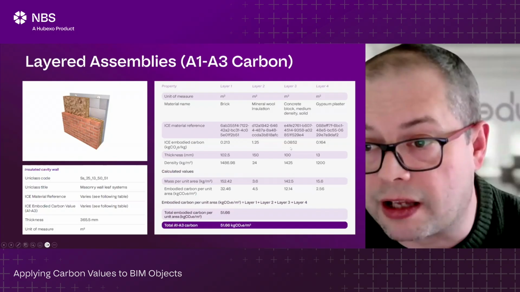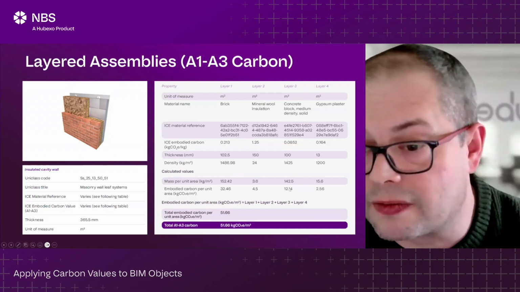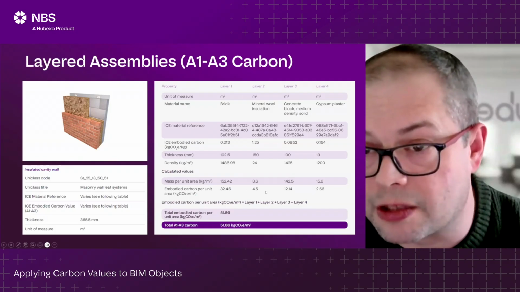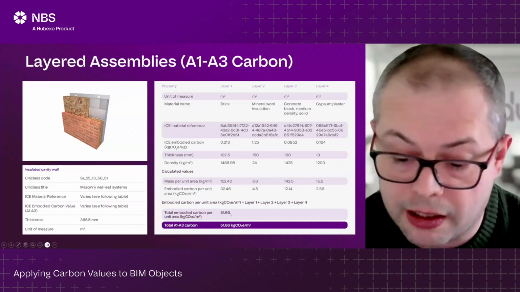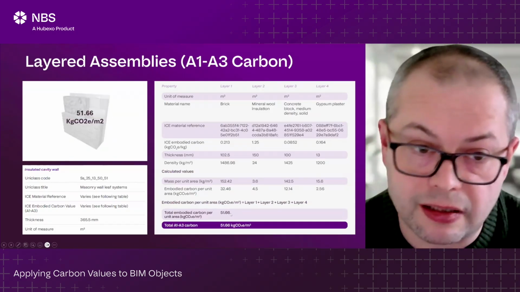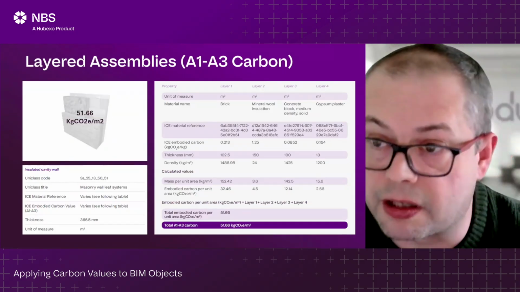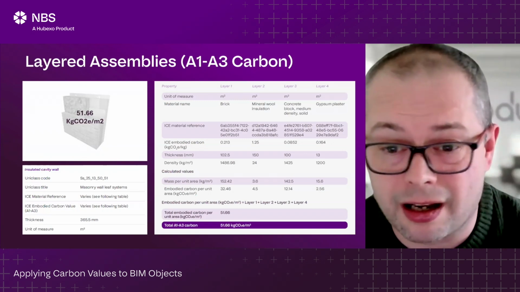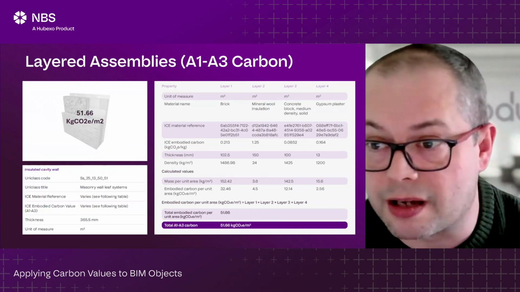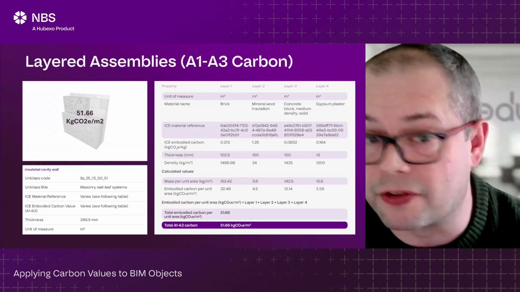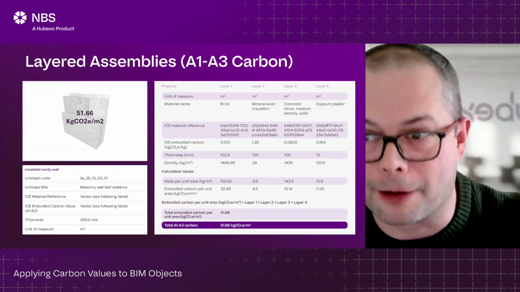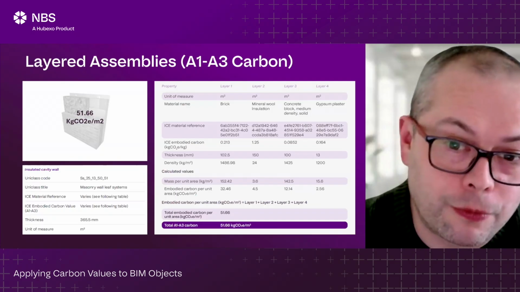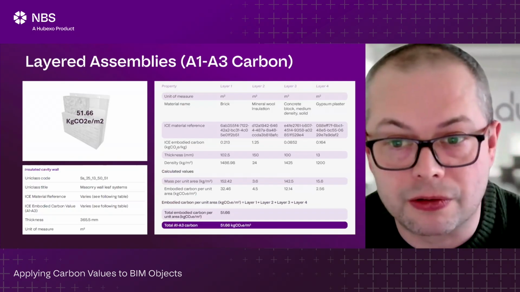We then do that for each layer individually, and then it's just a case of adding those up. So in this particular case, we've added those 4 layers up, and it comes in with 51.66 kilograms a meter squared for that particular wall makeup. Having data sets for assemblies like this would be really, really valuable and time saving for something that would otherwise be very time consuming. So for that reason, we thought this would be useful to explain.